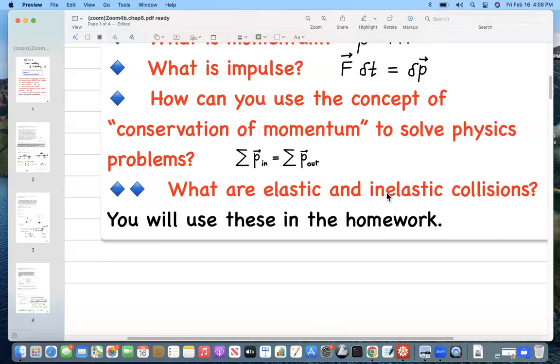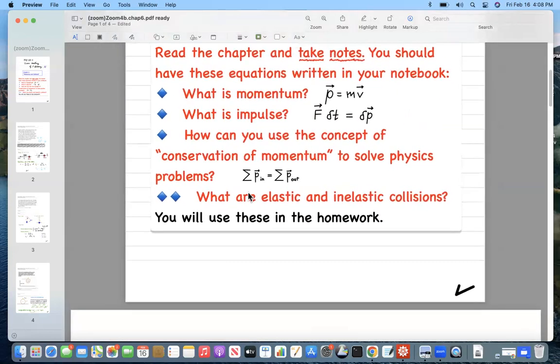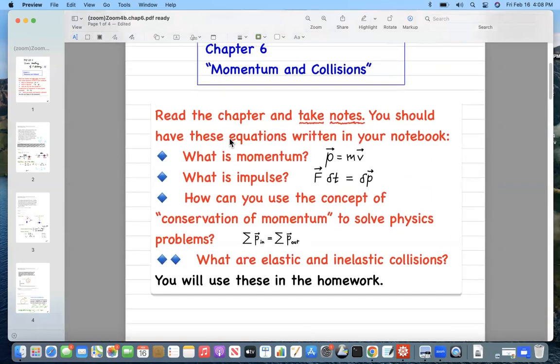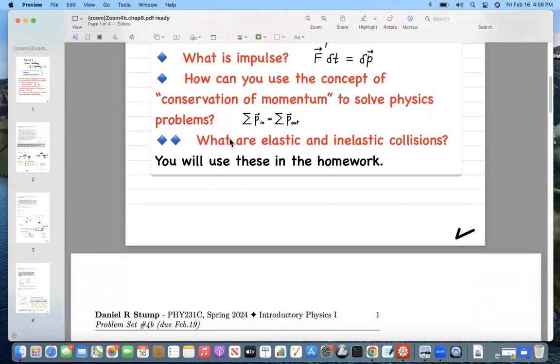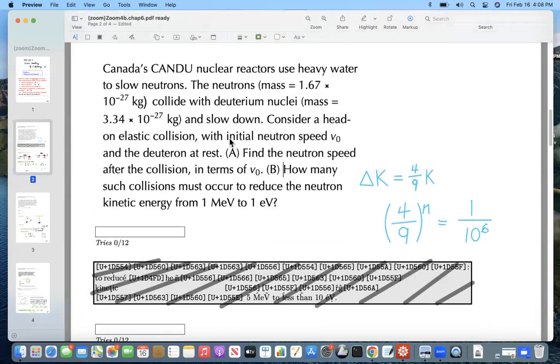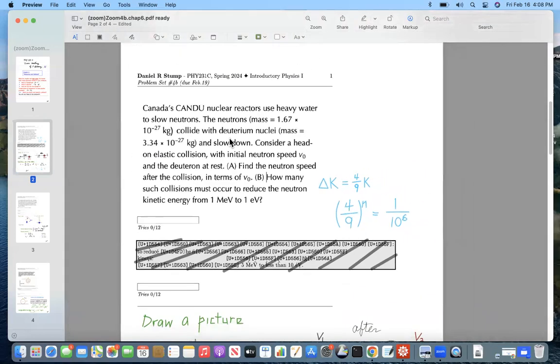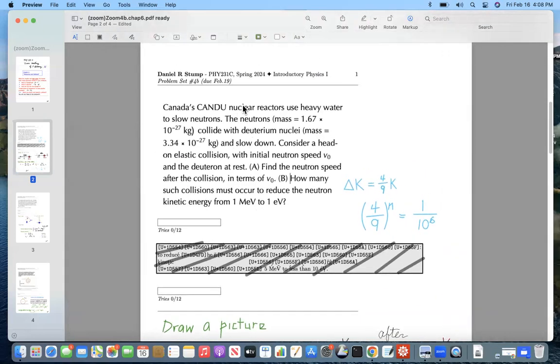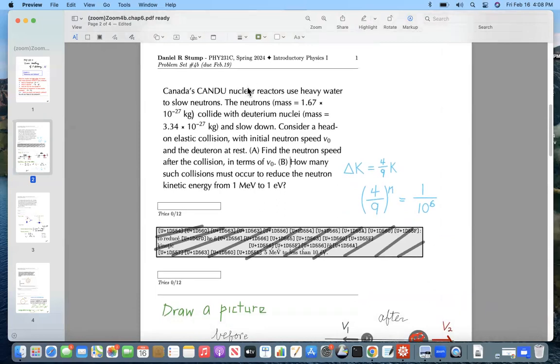Perfectly inelastic collision is one where two objects collide and stick together. That's called perfectly inelastic. So anyway, you should be reading it in chapter 6 and taking notes about these different ideas and equations. So let's go over a couple of problems to see how these concepts and equations are used.